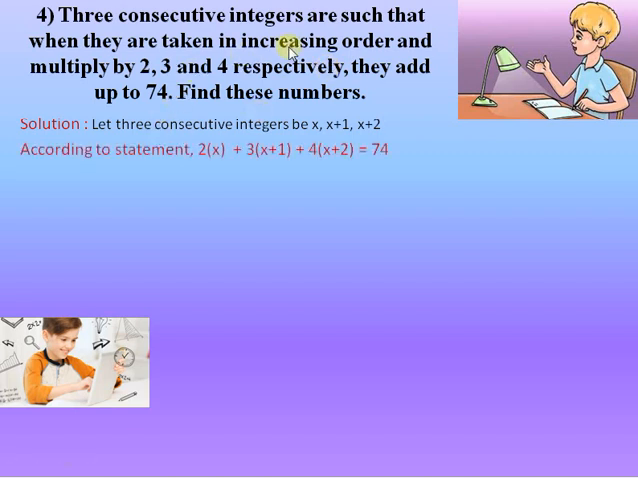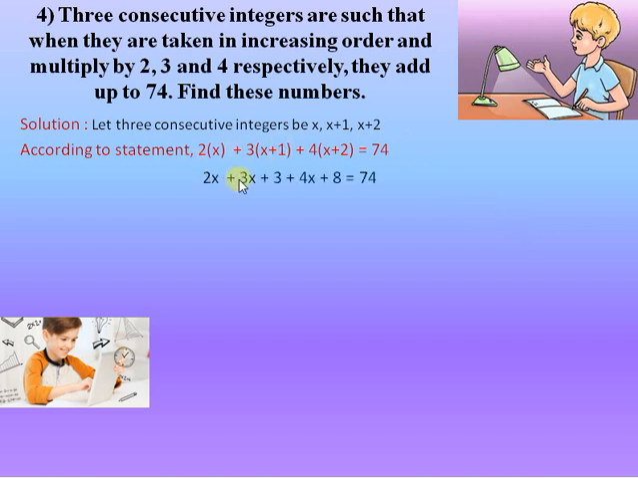According to the statement, the second relation is that they are taken in increasing order and multiplied by 2, 3 and 4 respectively, and then added. That means the first number is multiplied by 2, the second number x plus 1 is multiplied by 3, the third number x plus 2 is multiplied by 4, and they are added. It is 2 into x plus 3 into (x plus 1) plus 4 into (x plus 2) gives the sum 74, equal to 74.